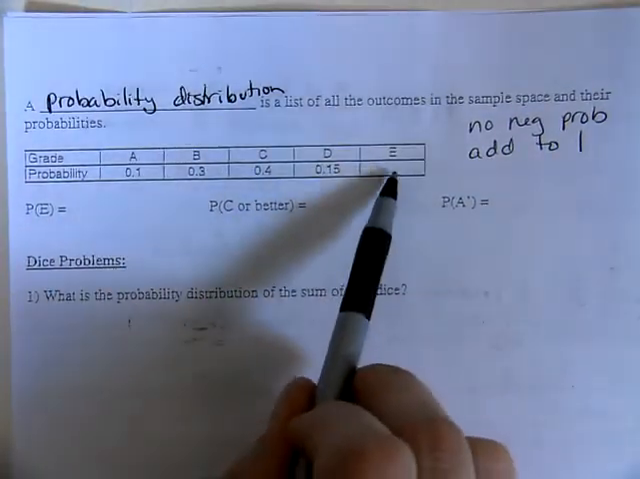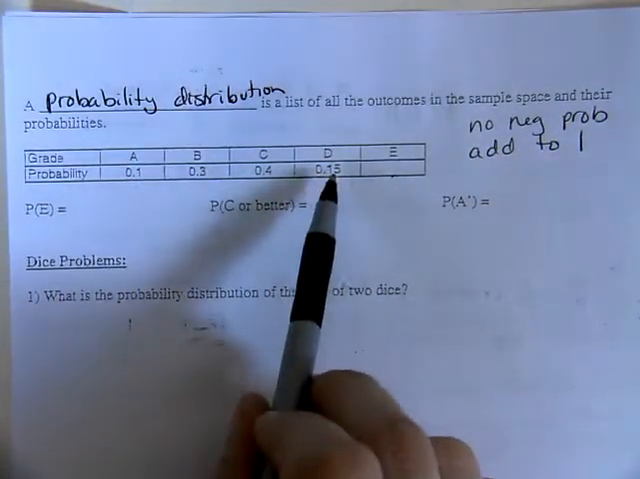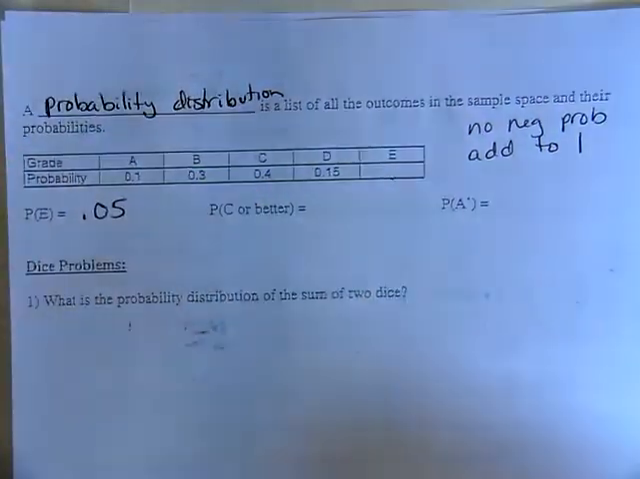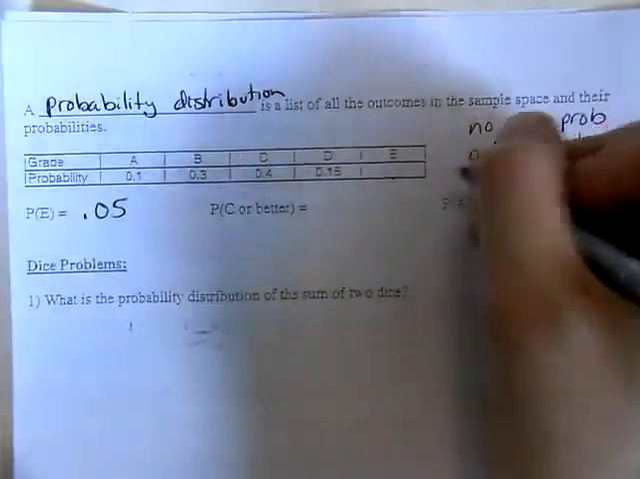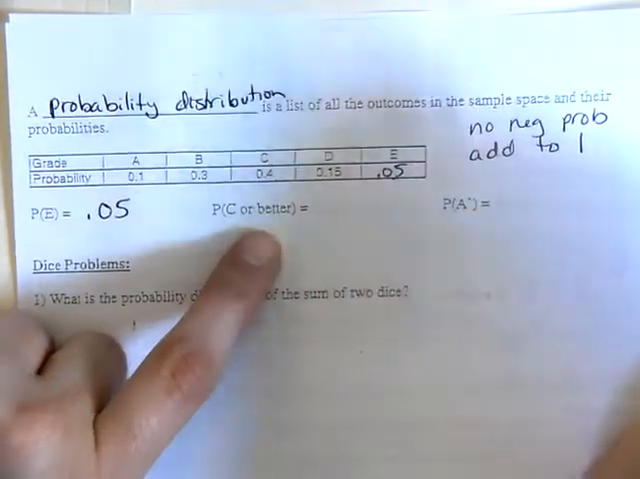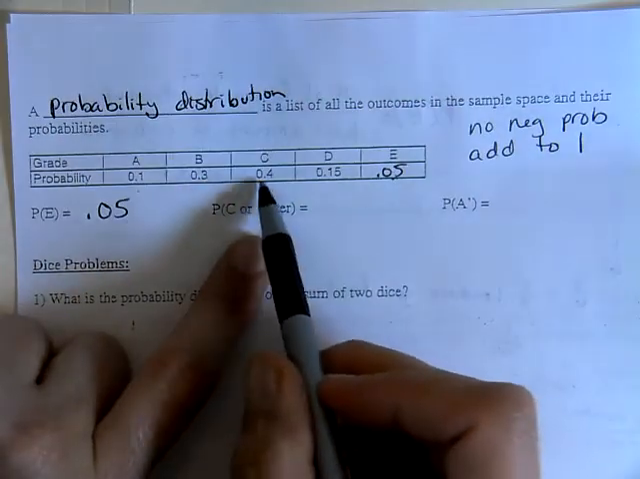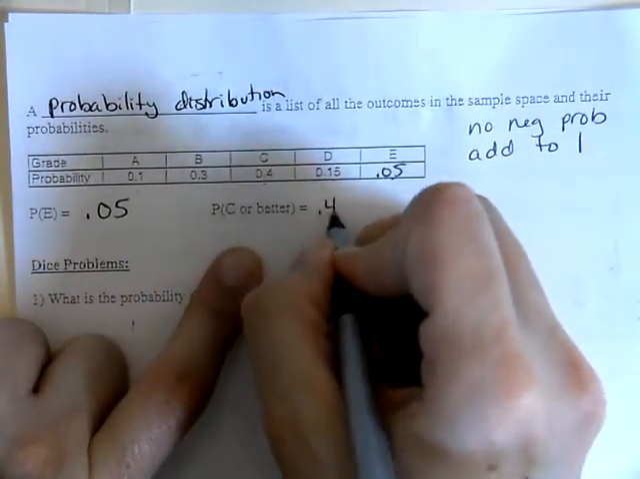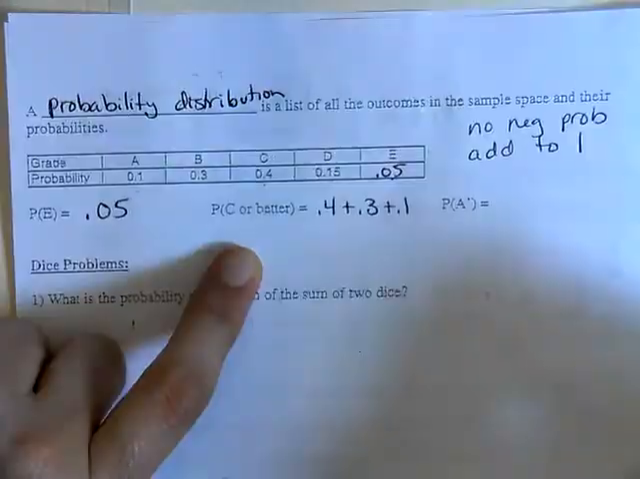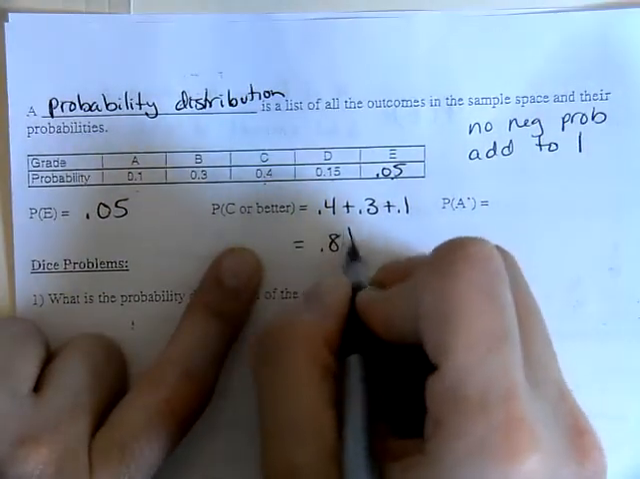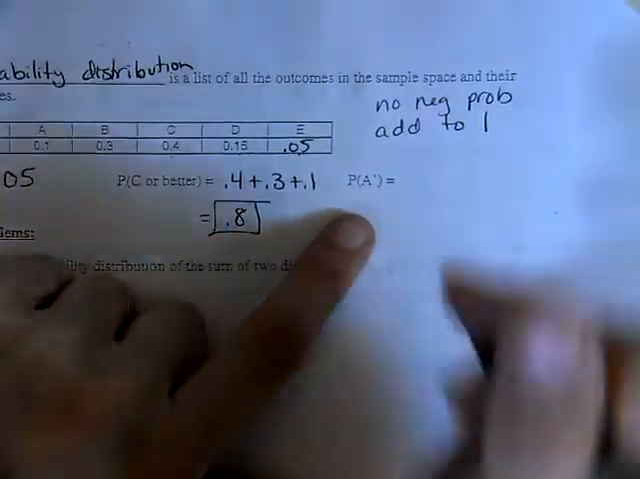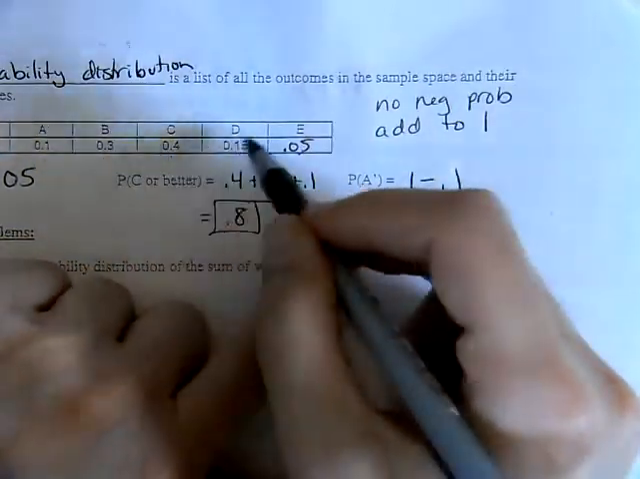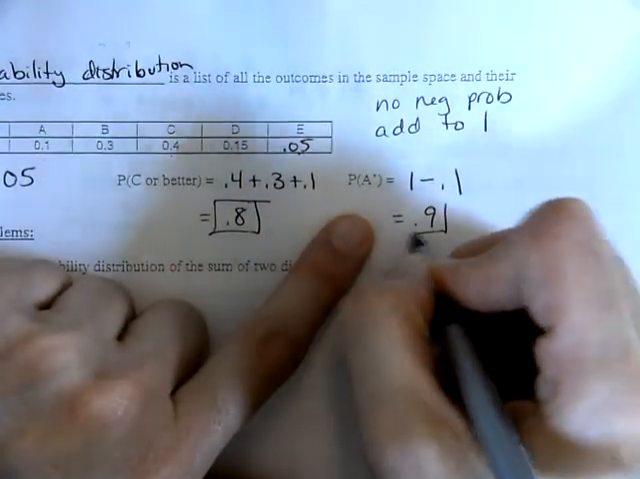So here, the probability I get an E, well, if I add all the others together, I get 0.95. So the probability I get an E is 0.05, because they should all equal 1. C or better, I'm just going to add C, B, and A: 0.4, 0.3, 0.1, so 0.8. Not an A, you can do 1 minus 0.1, or you could add B, C, D, and E together. Either way, you get 0.9.